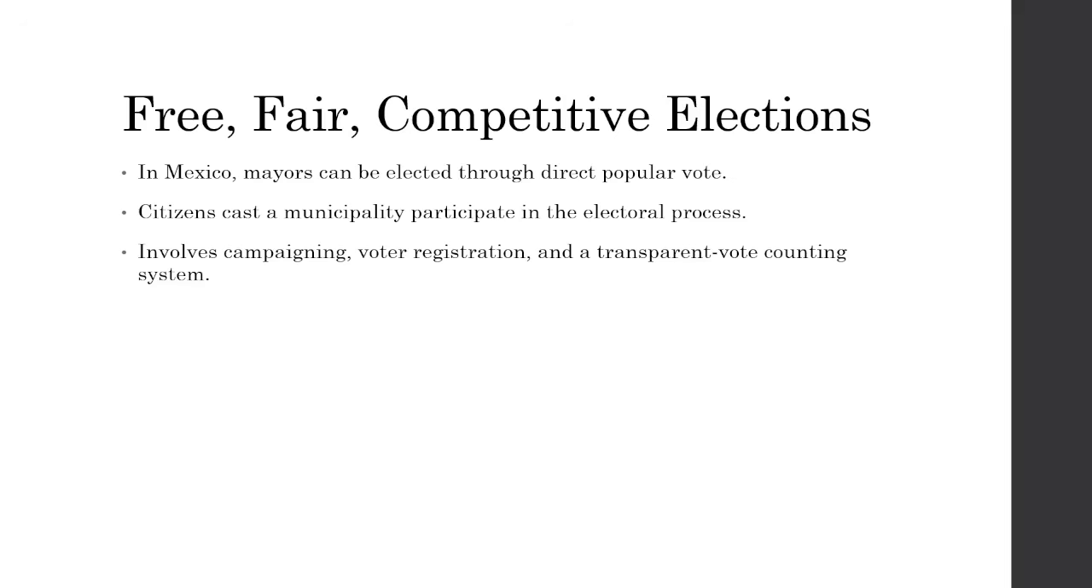And these elections involve campaigning, voter registration, and a transparent vote counting system. So they can tell you how many votes were counted in each state of Mexico. To vote, you have to be registered. There's processes to become a registered voter in these countries. And then these politicians can campaign for popular support. They're not just going to run and you're not going to know who the heck they are.